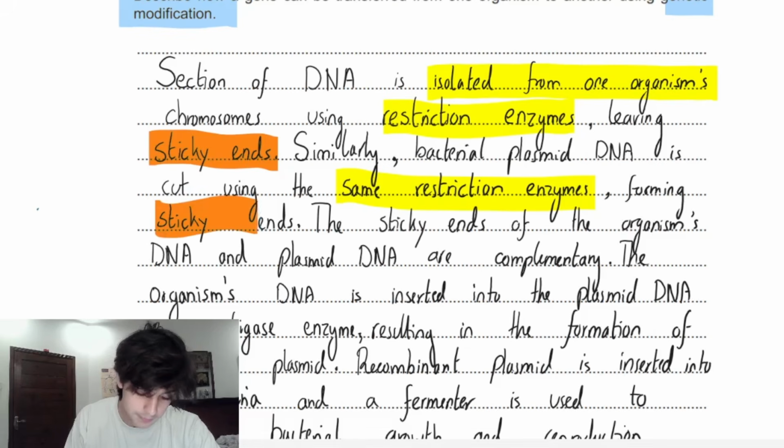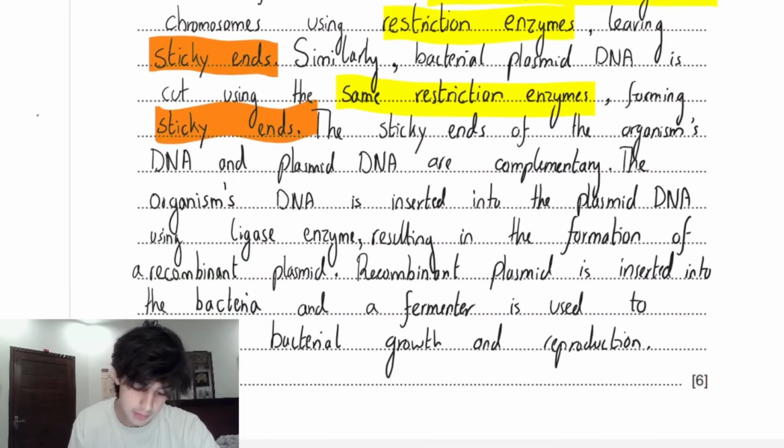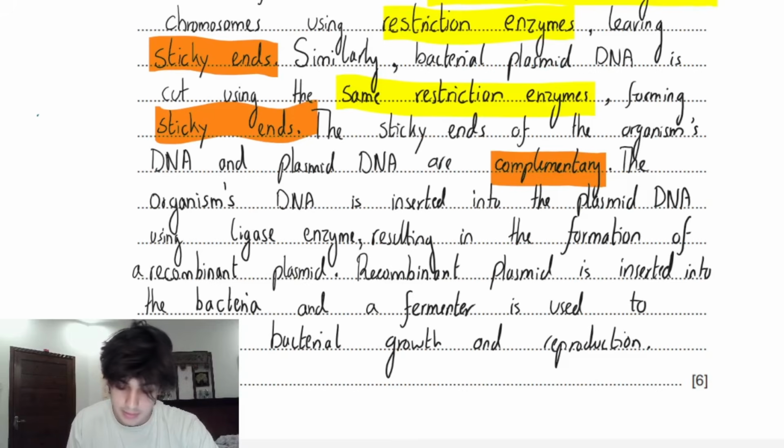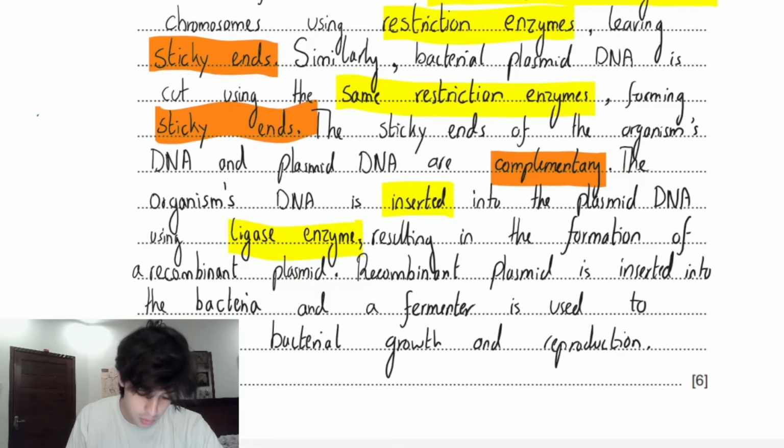Remember those sticky ends? The next process is that the sticky ends of the organism's DNA and the plasmid DNA are complementary. So this is very important. The organism's DNA is inserted into the plasmid DNA using the enzyme that we talked about, the ligase enzyme. And this results in the formation of, another keyword, recombinant plasmid.